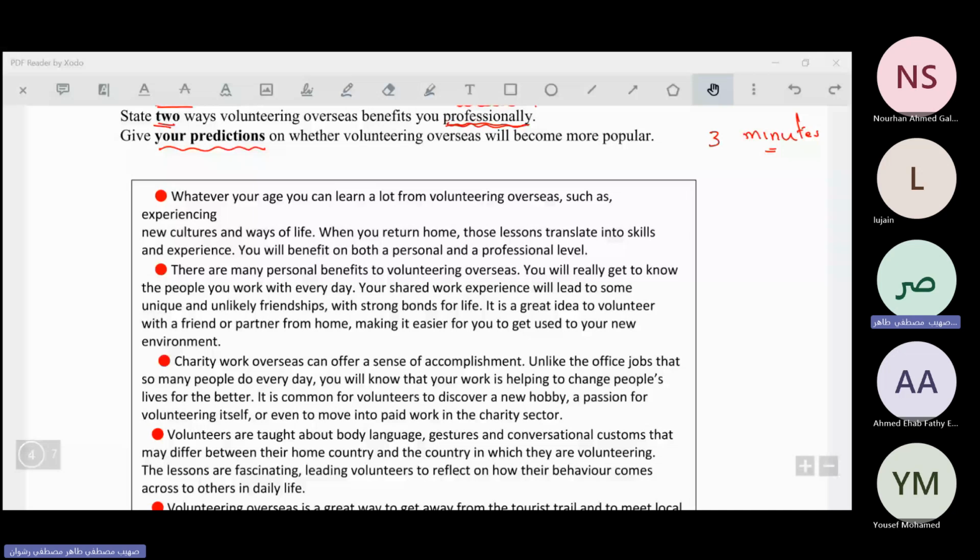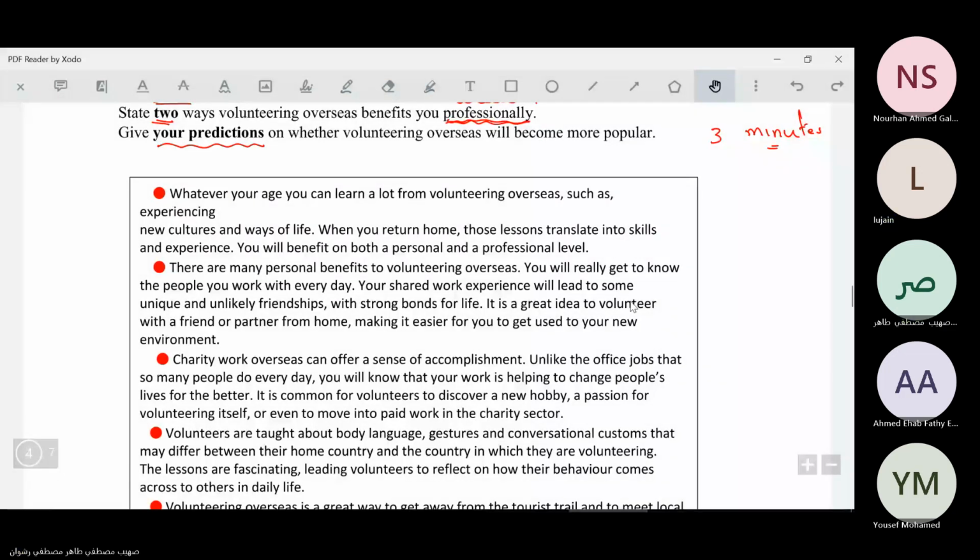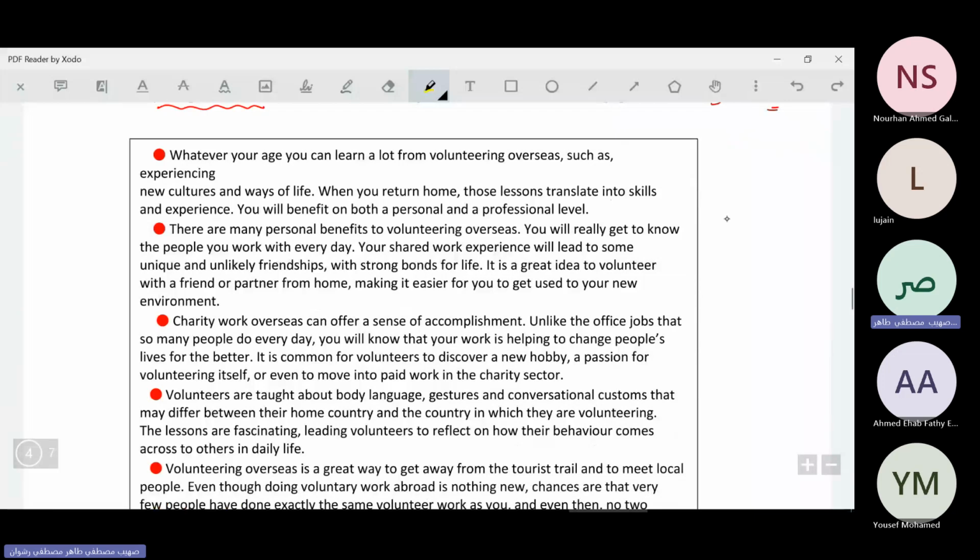All right. Let's start with Lujain. What is the first point here? It talks about volunteering, regardless of your age, helping you learn from experiences while you're volunteering overseas. And these lessons then become skills and experiences that you can use on both a personal and professional level. Could you guide me to the paragraph? Lujain, which paragraph talks about the points you mentioned? Refer to the paragraph: one, two, three, four, five. Which one?